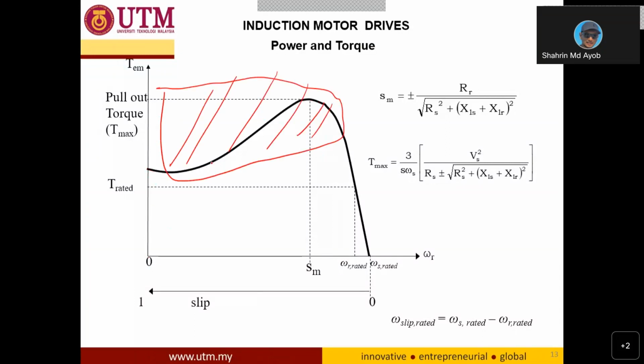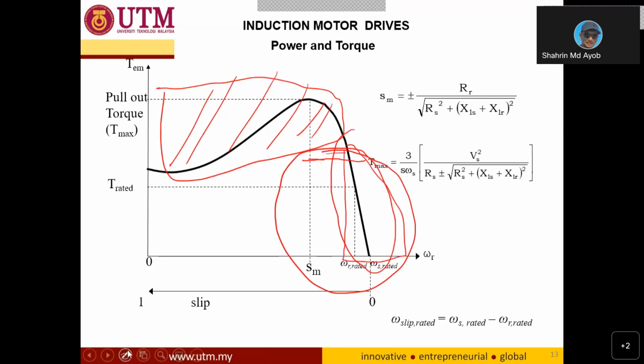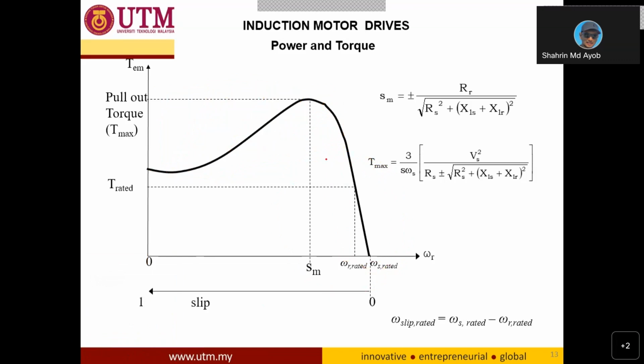Oh, this is actually the area where we always operate our motor, at this linear region. Kat sini. Okay, this small part. Okay, only at this linear part only. We didn't operate at this non-linear part. So meaning that your control of the motor will always maintain the operation at this region.